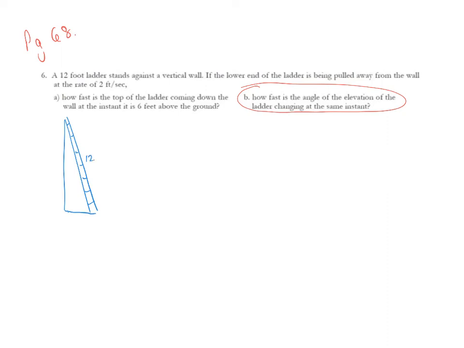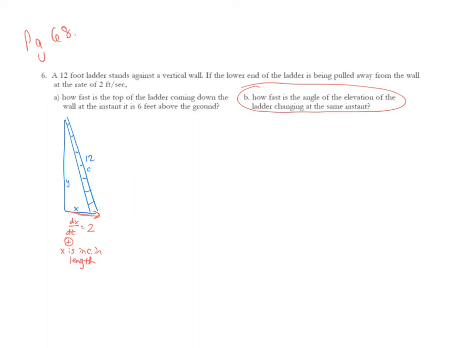So this is 12. If the lower end of the ladder is being pulled away from the wall at a rate of 2 feet per second, how fast is the angle of elevation of the ladder changing at the same instant? Okay, so I'm going to label this X, I'm going to label this Y, and I'm going to label this C. So in this case, again, I have the ladder being pulled away. So my rate here, my dx dt, is again 2, and it is positive again because X is going to increase in length. So since X is increasing in length, my rate is positive.